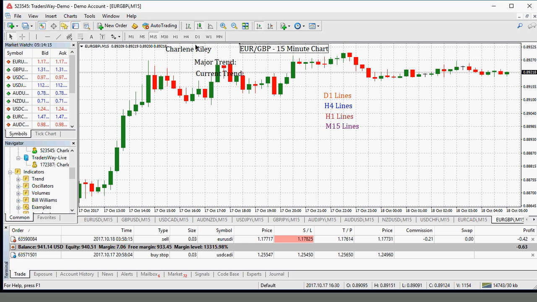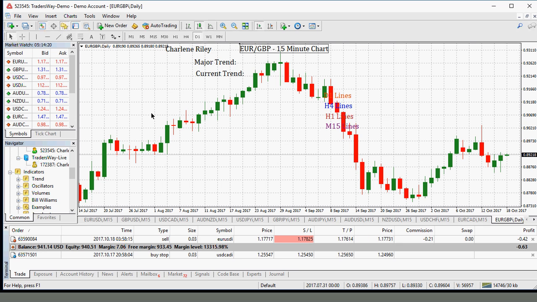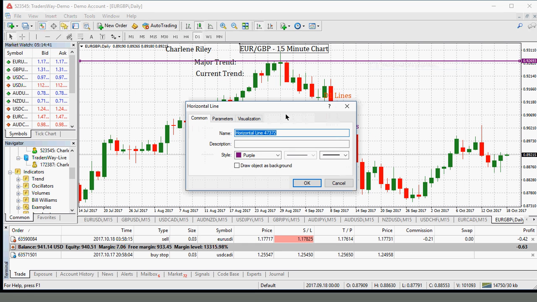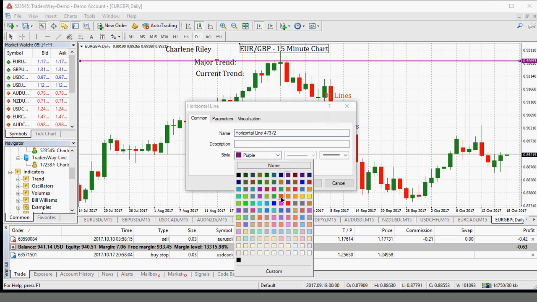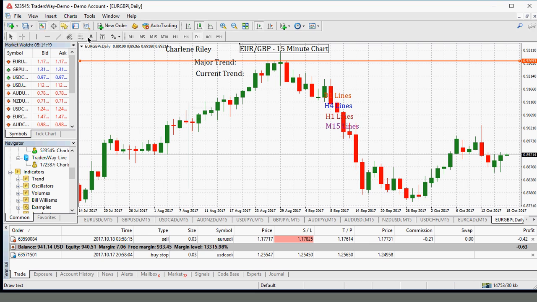But let's go to the multi-frame analysis. And we see that on the daily chart, the market is in consolidation. You had a big downtrend, a little bit of an uptrend, and now this is consolidation. So the first thing I want to do is plot the highs and the lows on the daily chart so that I can see where the market has been.